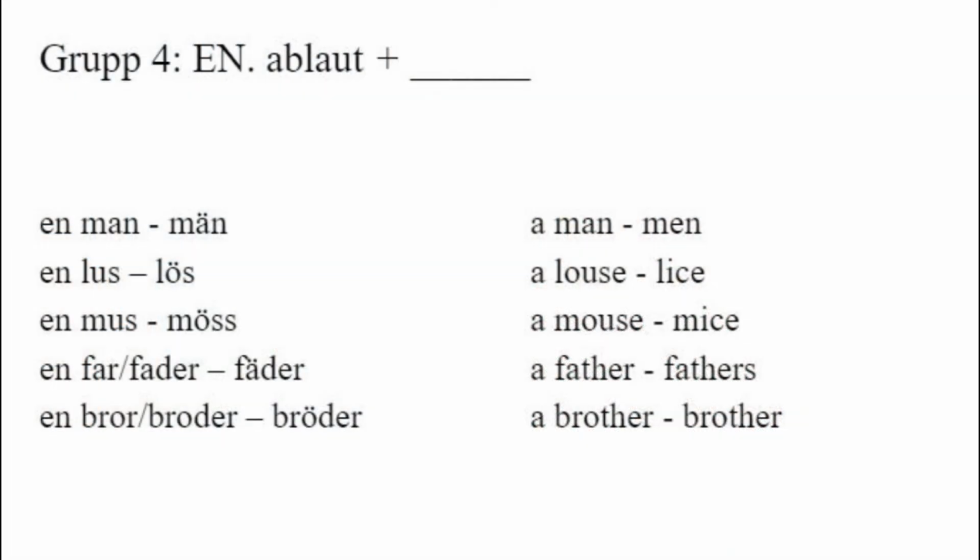Other examples include en lus, löss, louse, lice, en mus, möss, a mouse, mice, en far or fader, fäder, or en bror, broder, bröder. The short forms of father and brother, that is far and bror, don't have plural forms, and that's why we formulate the plural forms based on their longer versions, fader and broder.